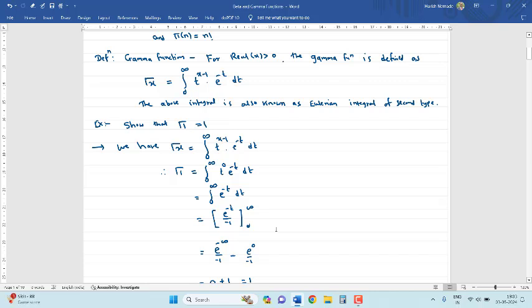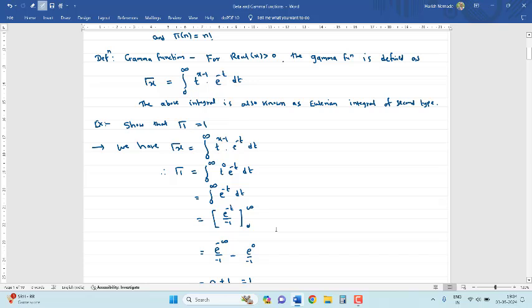So we know by definition of the gamma function, gamma x is equal to integration from 0 to infinity t raised to x minus 1 into e raised to minus t dt. So therefore gamma 1 equal to integration from 0 to infinity t raised to 1 minus 1, that is 0, into e raised to minus t dt. So it is integration from 0 to infinity e raised to minus t dt. So we know that integration of e raised to minus t is e raised to minus t upon minus 1, limits of integration from 0 to infinity.